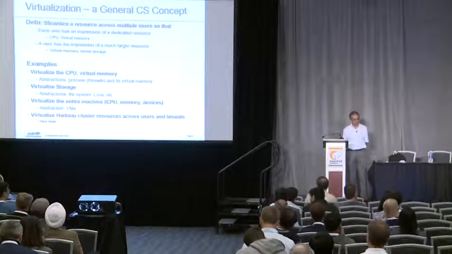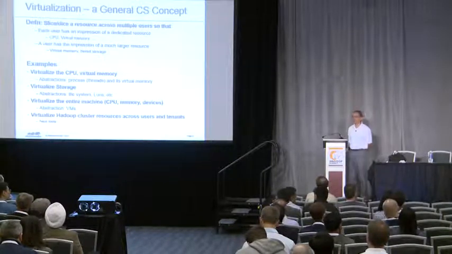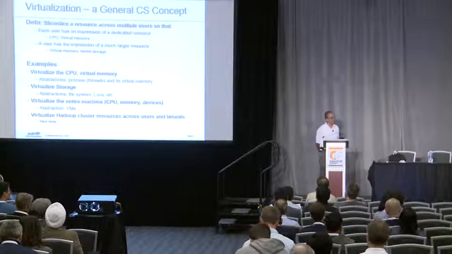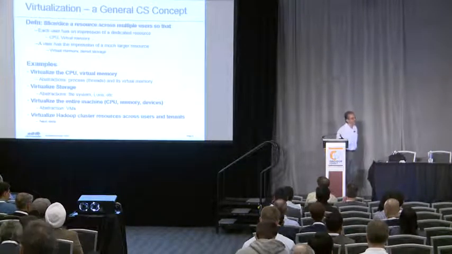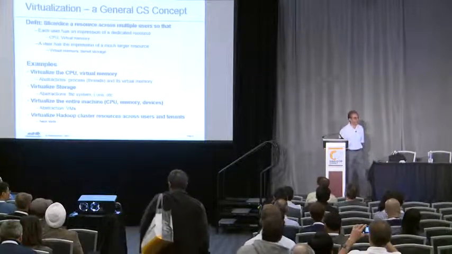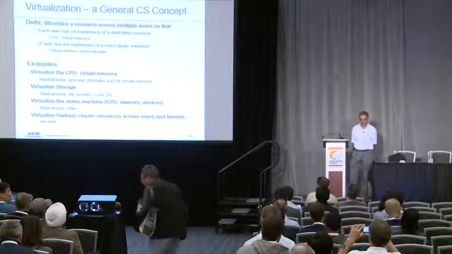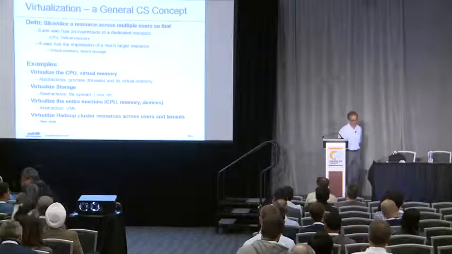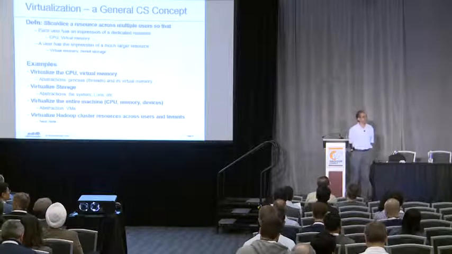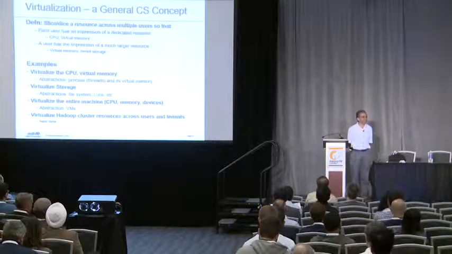and virtual machine. Sometimes you actually want to give the impression that you have a bigger resource than you really have. In the case of virtual memory, you are given the impression that you have a hell of a lot more memory than the physical machine does, and it does this, of course, by the magic of virtual memory. So examples are, as I mentioned, CPU and virtual memory. The abstraction provided by the OS is processes and threads and virtual memory.